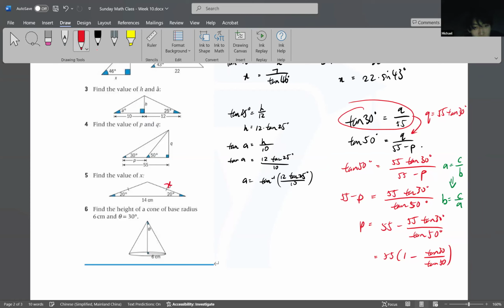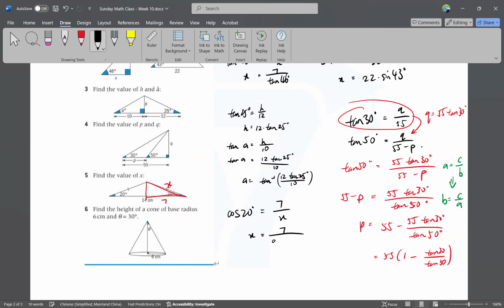All right, nice. So you look at half of the triangle, right? Better drawing. 7, okay. So you get cos 20 equals your 7 over x. And what's your x again? X is 7 over cos 20. Ryan, did you get the same thing? Yep. Sweet. Explain the last one, Ryan.